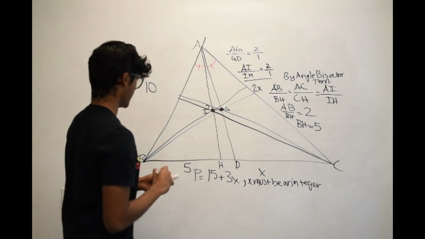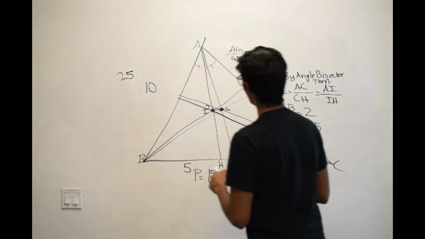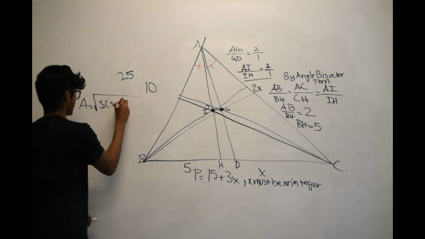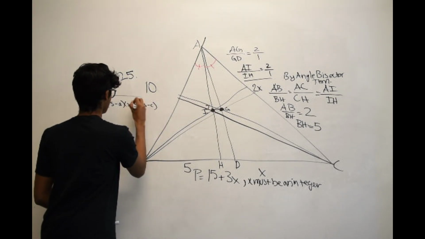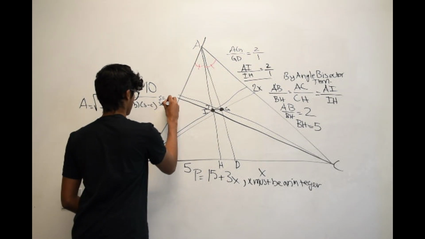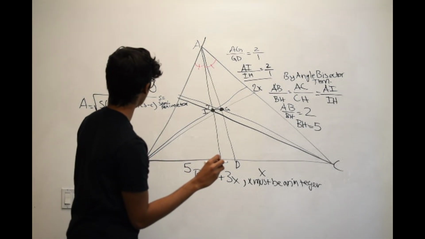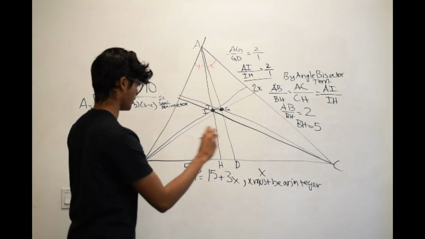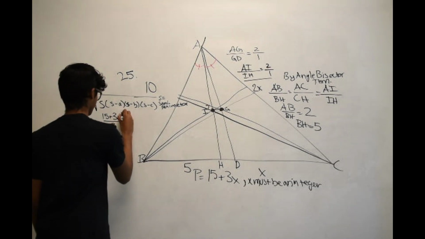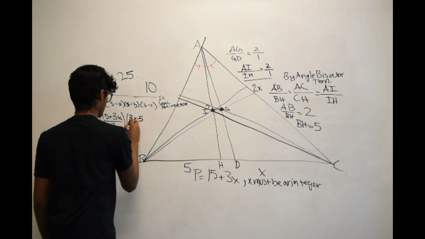Now we want to find the area of this as well. And now we're going to do this by Heron's formula. So Heron's formula states that the area equals the square root of s times s minus a times s minus b times s minus c, where s is the semi-perimeter. So the semi-perimeter is going to be 15 plus 3x over 2.